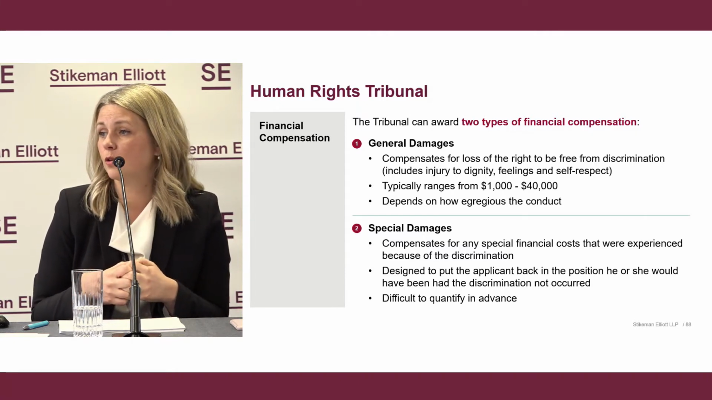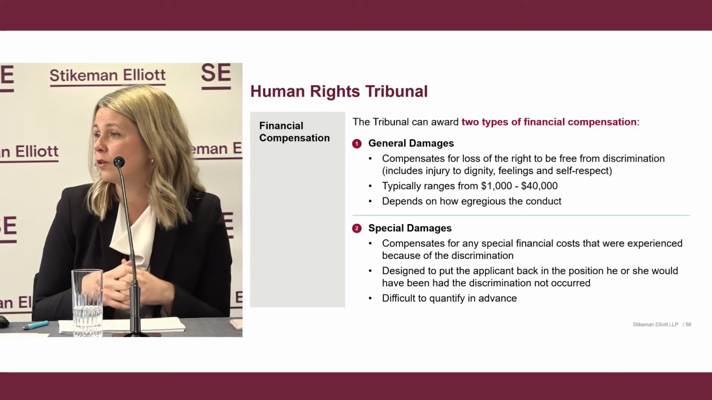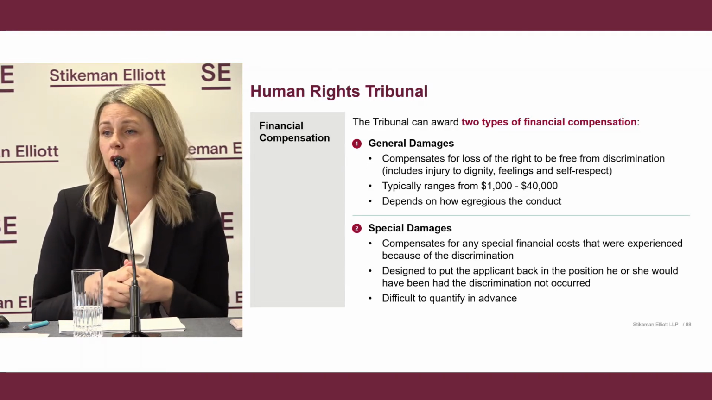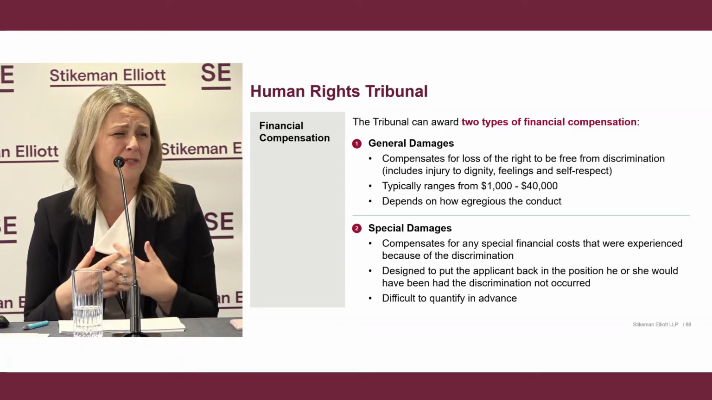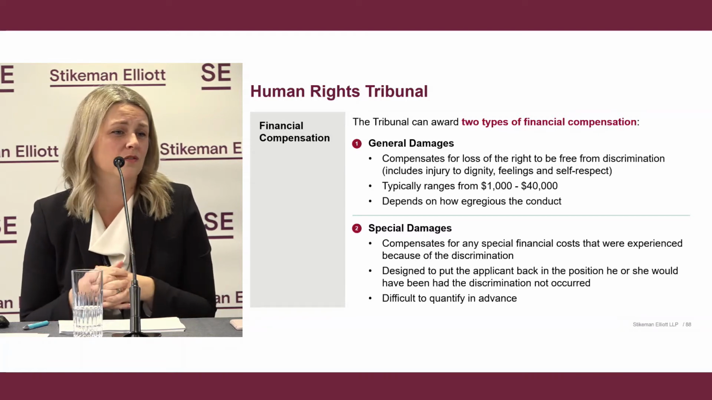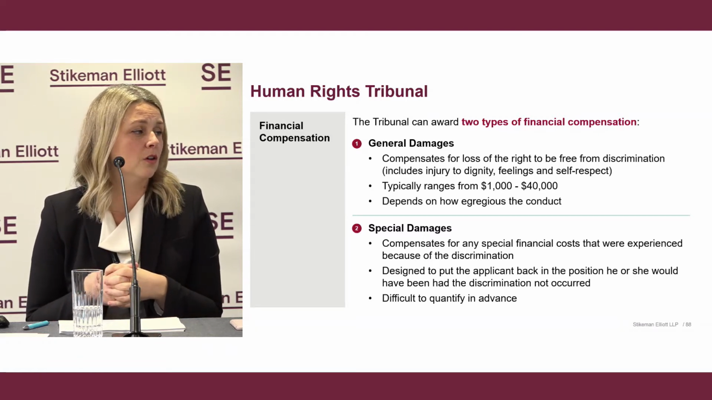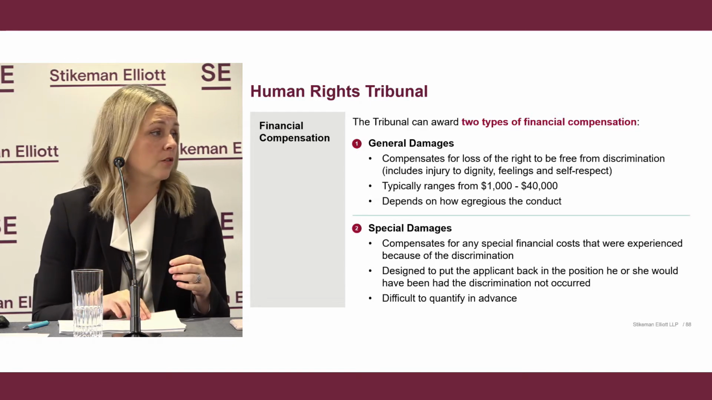It involved the sexual harassment of a minor, a 15-year-old that was apprenticing at the tattoo parlor. The owner of the tattoo parlor was actually a close family friend. It's just the worst facts. And the tribunal awarded $75,000 in general damages in that case.